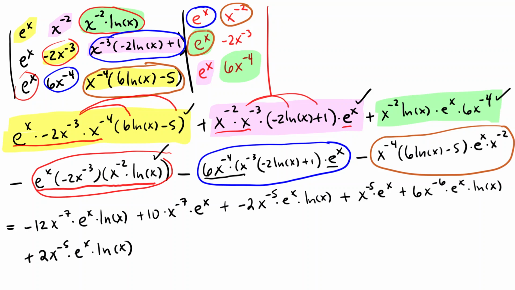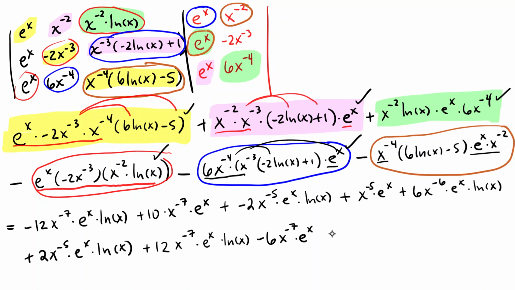So as we distribute these throughout, 6 times negative 2 is negative 12, but we're subtracting it, so that's a positive 12 x to the negative 7 times e to the x times ln of x. Distributed all now to the 1, and we get minus 6 x to the negative 7 times e to the x. That one's done. And our final one, we're distributing this throughout our 6 ln of x minus 5.